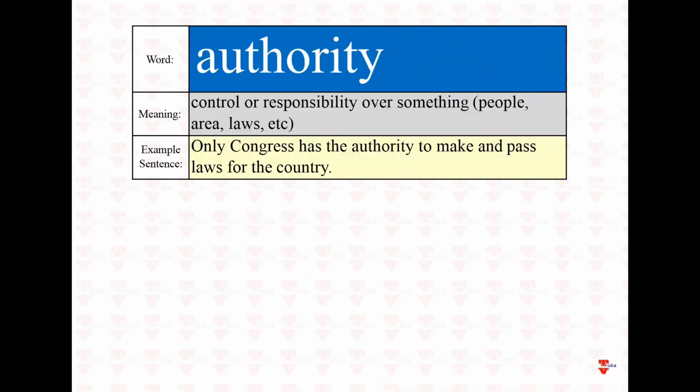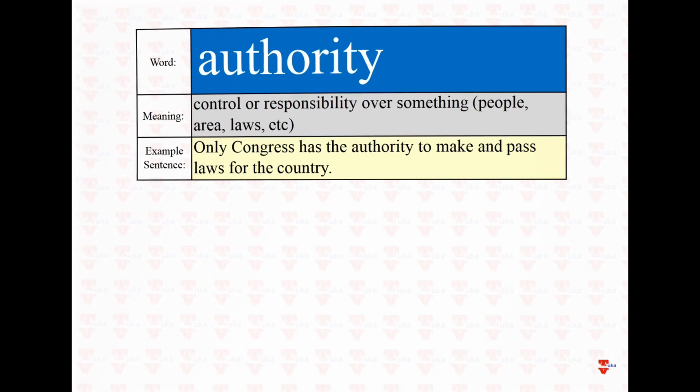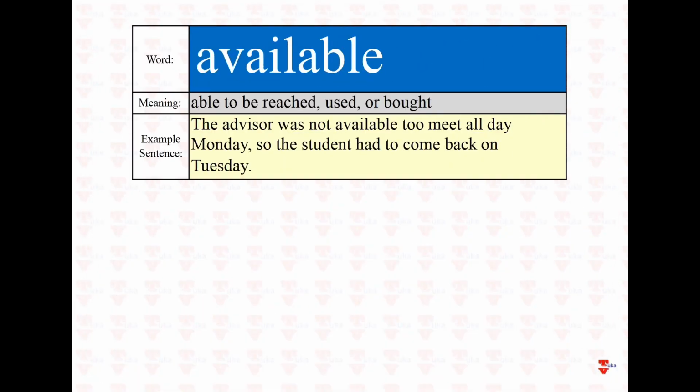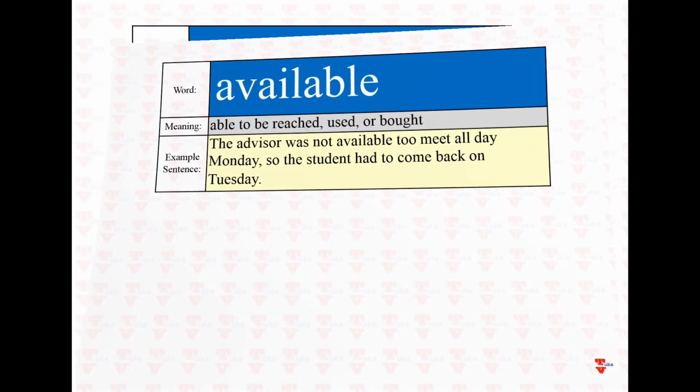Authority. Control or responsibility over something, people, area, laws, etc. Only Congress has the authority to make and pass laws for the country. Available. Able to be reached, used, or bought. The advisor was not available to meet all day Monday, so the student had to come back on Tuesday.